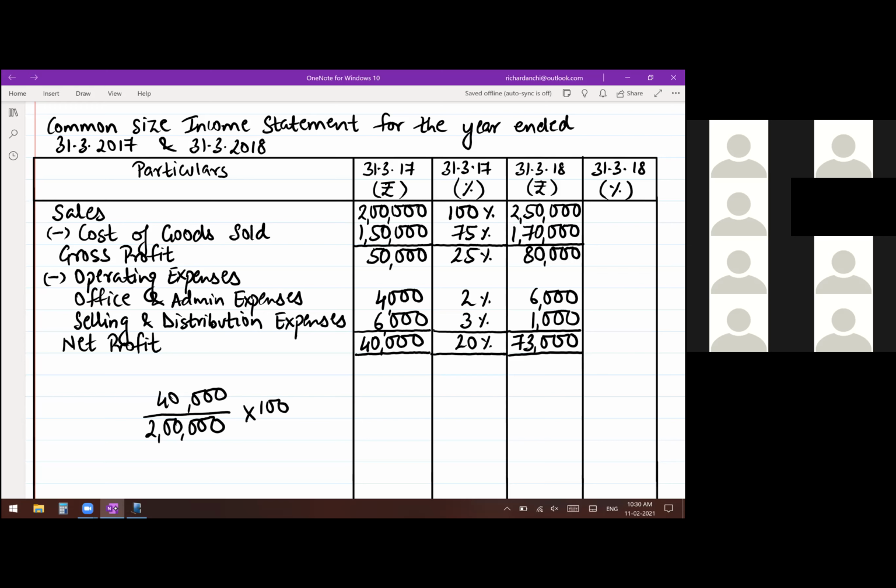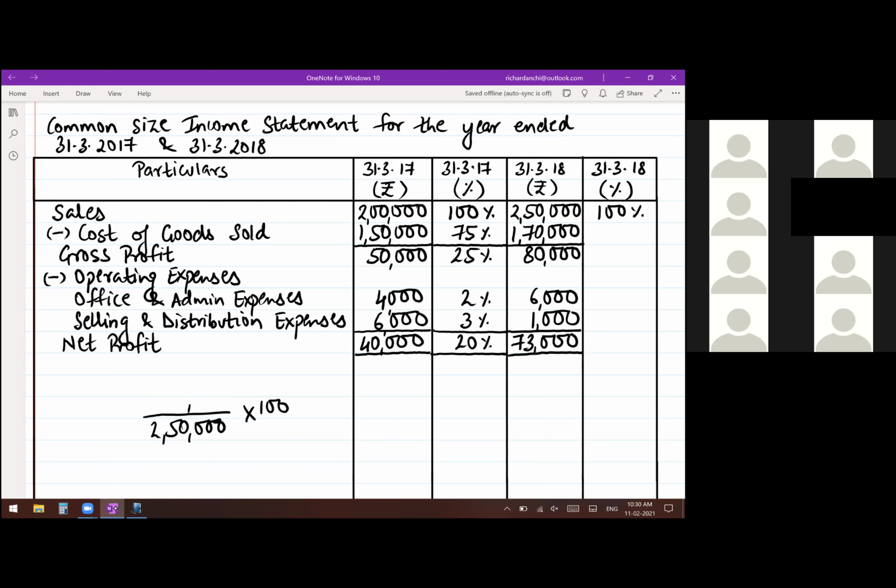Again, if you want to have a look, it matches: gross profit minus all your operating expenses. 25 minus 2 and minus 3 is 20%. So that way also it matches. Let's do the same thing for the next year, that is 2018. What is the base? Sales is the base. So that will always be 100%. This time your denominator is going to be 2,50,000. And now take each item, put it in the numerator and get a percentage.